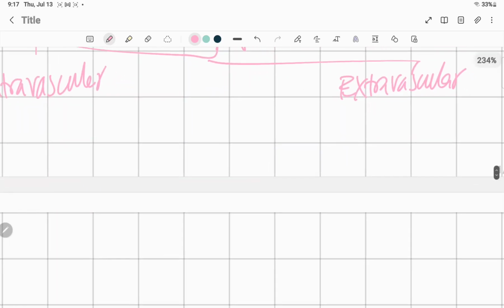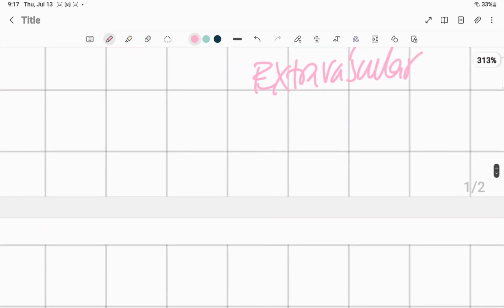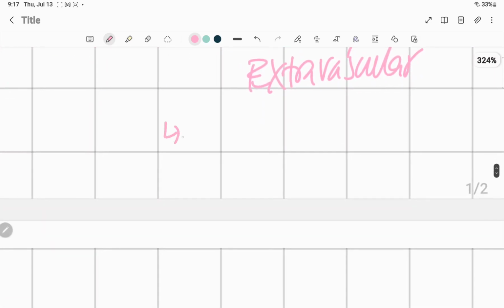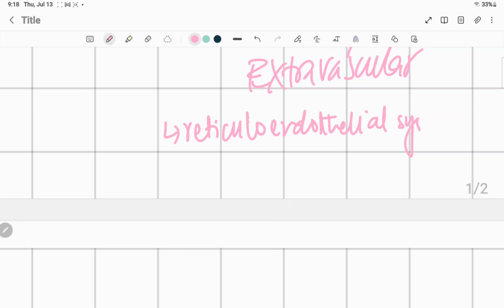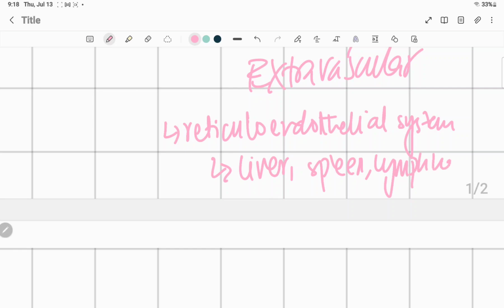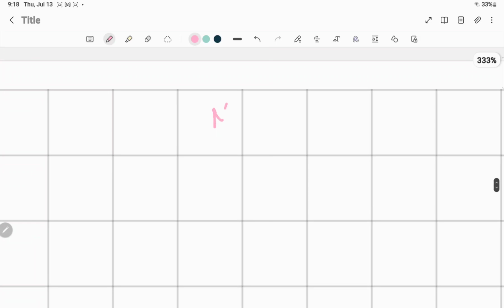So in extravascular hemolysis, the RBC destruction is done by the reticuloendothelial system, and these include macrophages of the liver, spleen, and lymph nodes. Important, these are the sites. This is the reticuloendothelial system. So how is it done? It's very easy. We have macrophages.